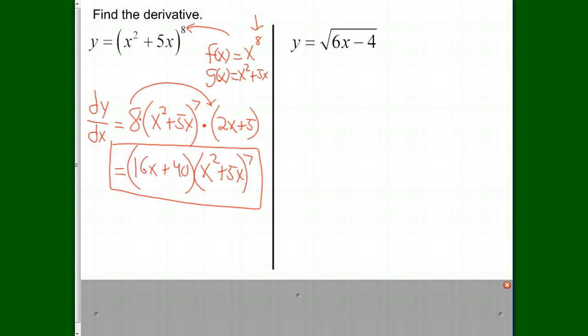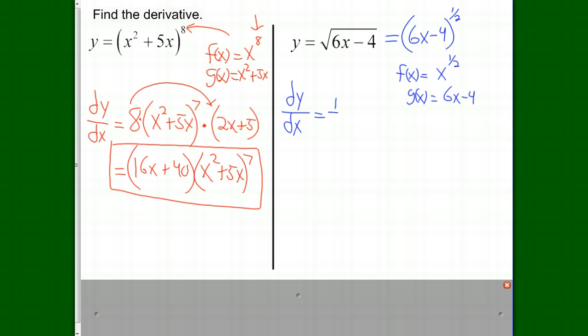All right. Looking at this next example, just like we did with the power rule, we have a square root. I'm going to rewrite this. This is 6x minus 4 raised to the 1/2 power. So what we're looking at, our composite function, f of x is a quantity raised to the 1/2 power. Our inside function, g of x, is the 6x minus 4. To take the derivative, dy over dx, we do the derivative of the outside function, that's the f of x. So we multiply the 1/2 out in front.